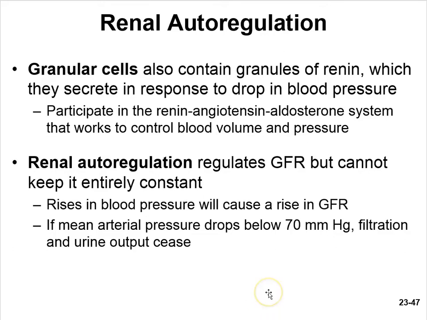For instance, in an elderly individual who is dying, if their systolic blood pressure gets too low, then there's not enough pressure for filtration to occur, and that's the beginning of renal failure, and they're not pulling out of their blood anymore all of those metabolic wastes.